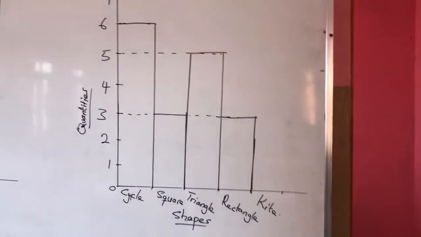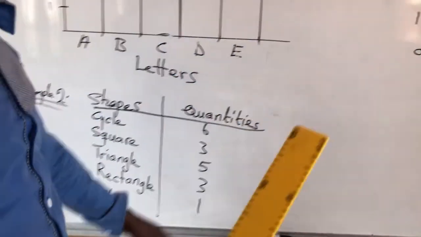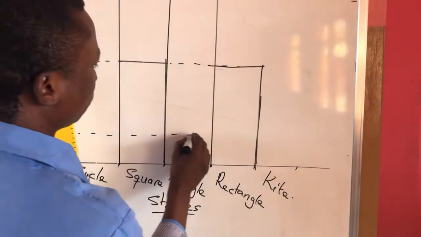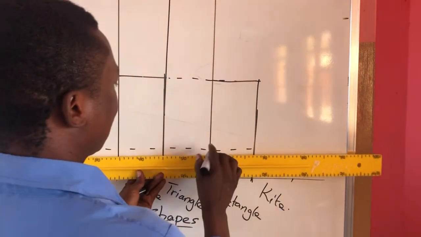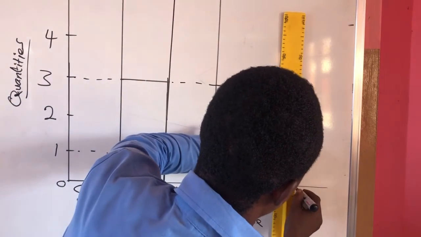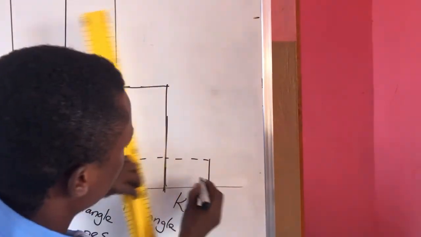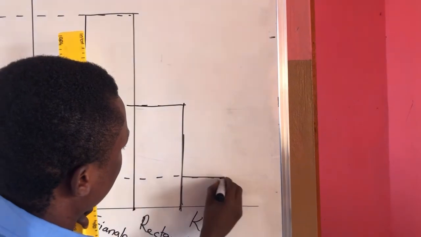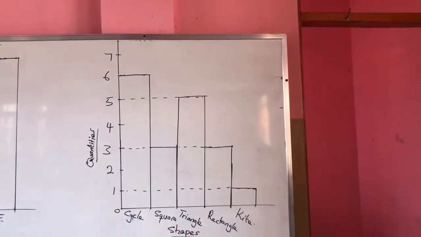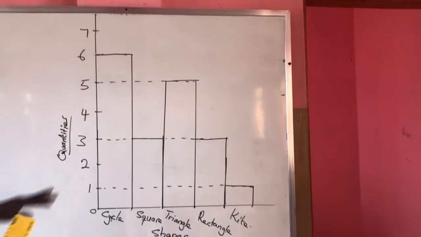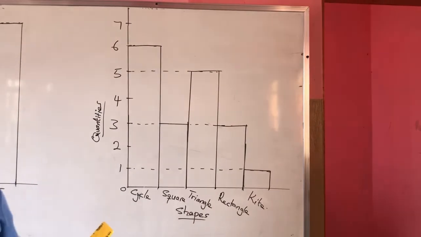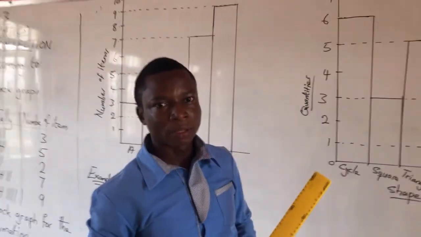The last one is what? 1. So you trace 1. This is 1. You use your ruler. You put your ruler like this. You trace it nicely. All right, this is all that we are asked to do. If you have done it well, you should get a shape like this. Keep practicing. Let me know your difficulties. Bye-bye.